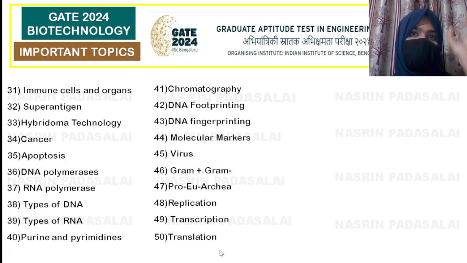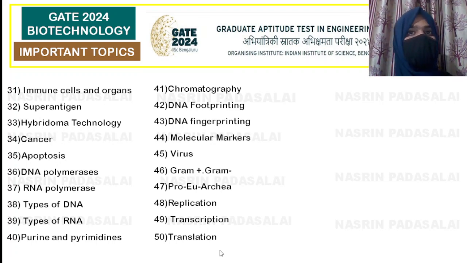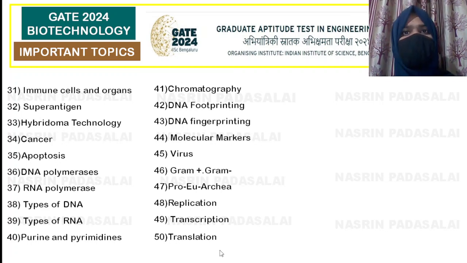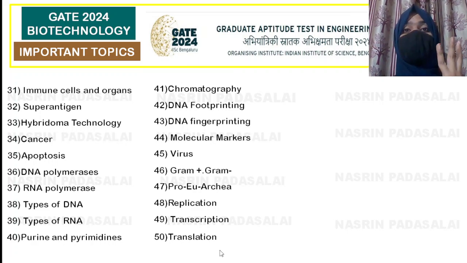Replication, you need to concentrate on initiation and termination. In transcription, you need to concentrate on RNA polymerases and initiation factors and their role. Also, you need to study prokaryotic transcription and eukaryotic translation, the Shine-Dalgarno sequence, Kozak sequence, all those things. Translation, again you need to study the genetic code, tRNA and the translation termination process.